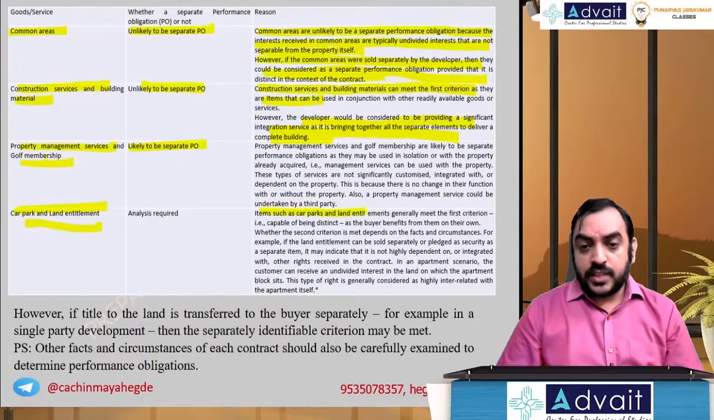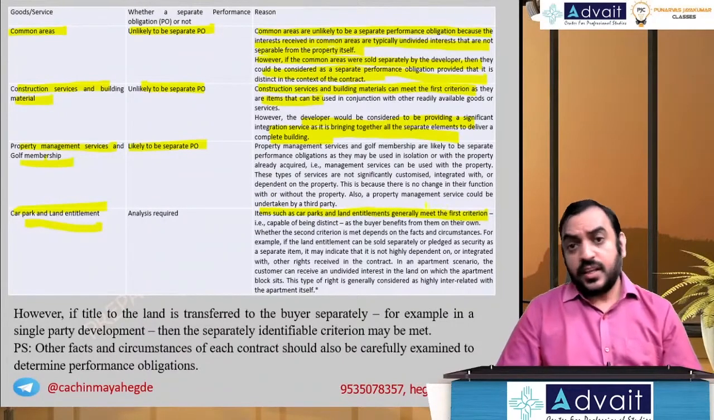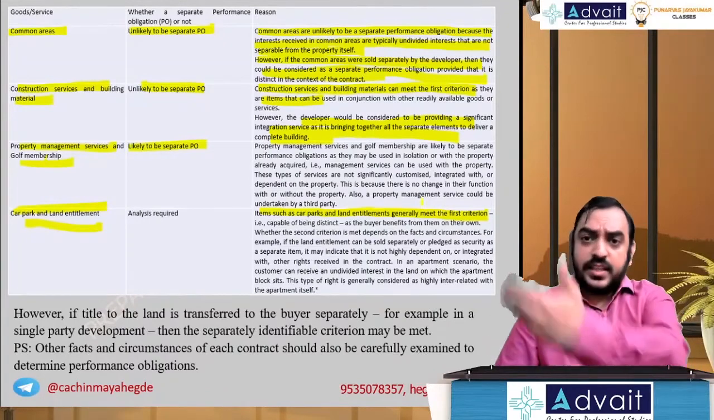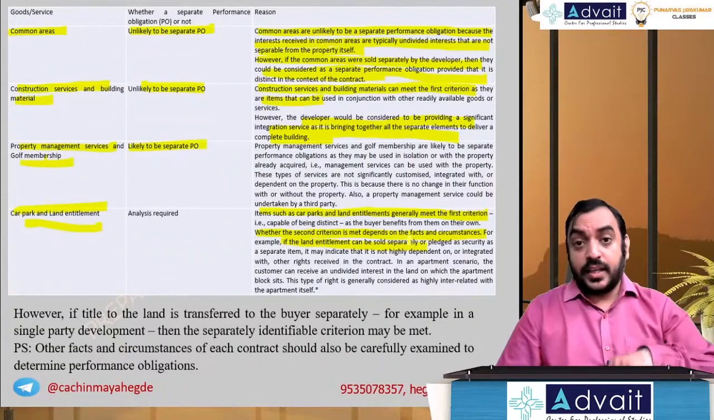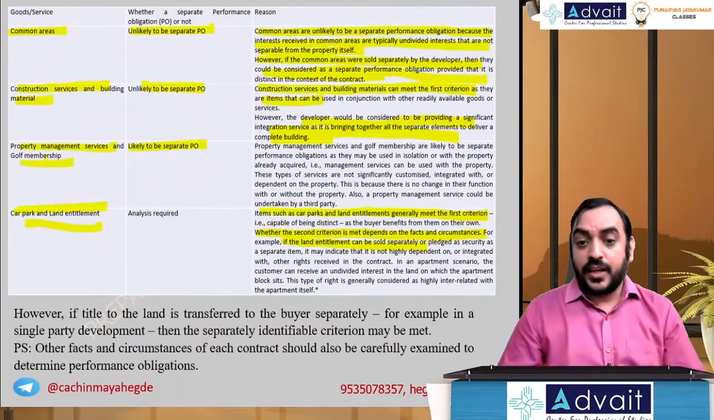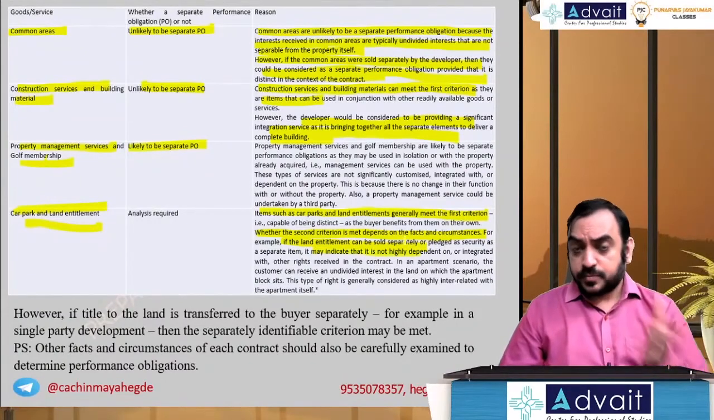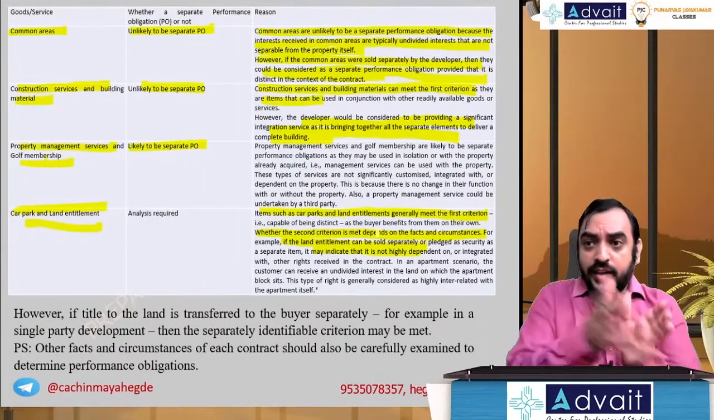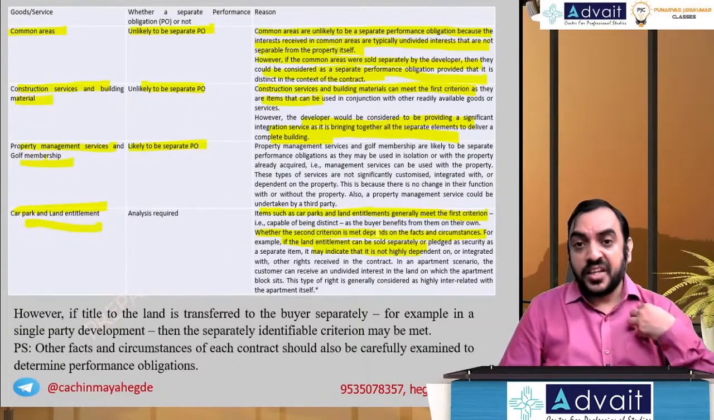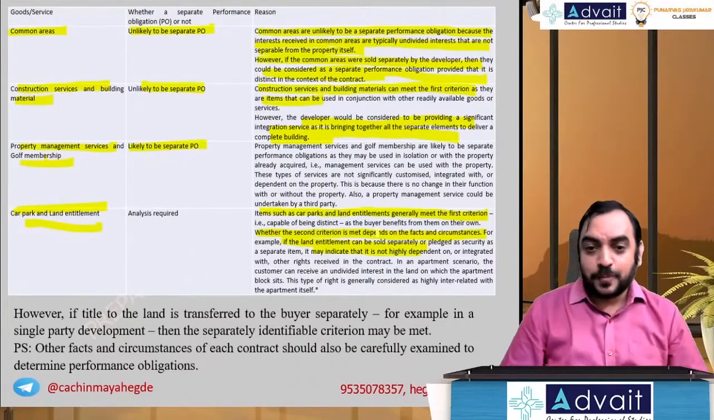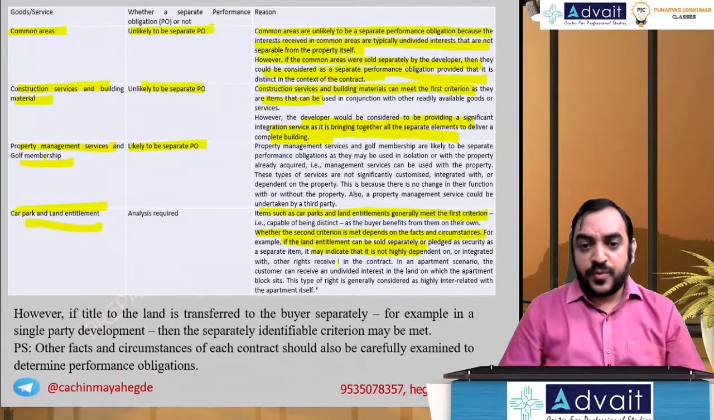Items such as car parks and land entitlement generally meet the first criterion because they can park themselves separately, they can get the benefits on their own. Whether the second criterion is met depends on facts and circumstances. For example, if the land entitlement can be sold separately, only my land entitlement I can sell separately, it is not highly interdependent. If I have the individual right, I don't have to ask other people in the society. Then you can take it as a separate performance obligation.